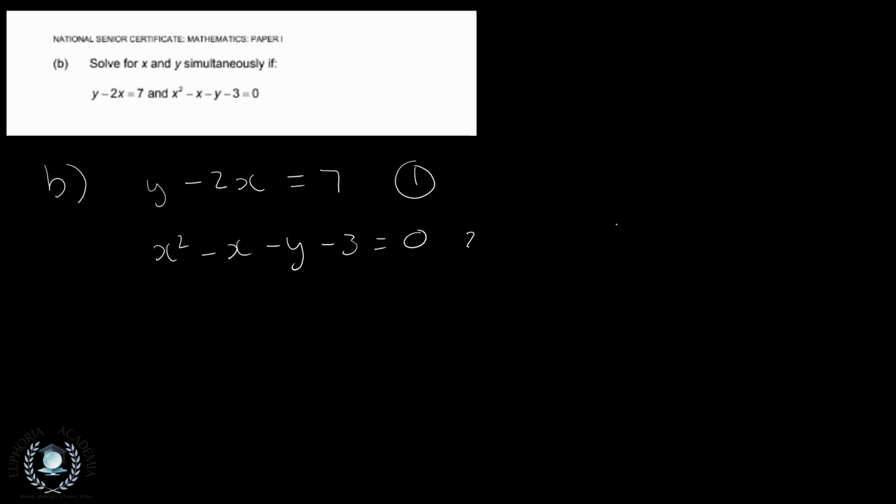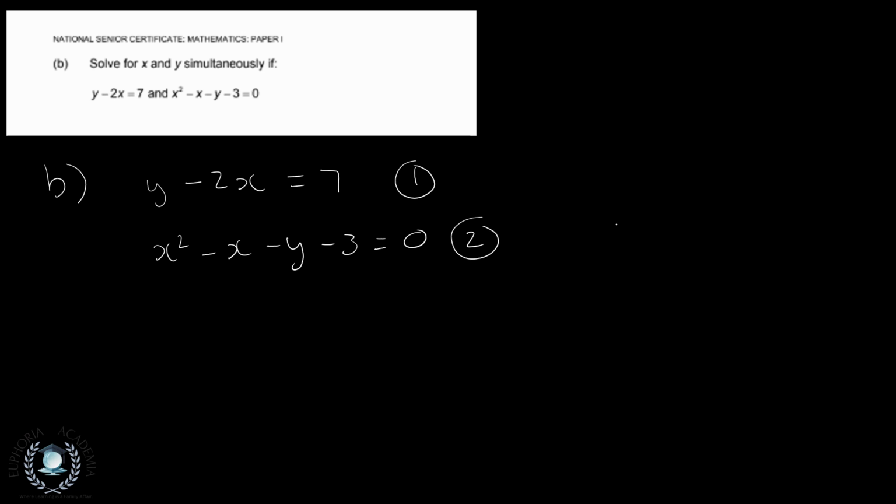Alright, next one we have number B, where it's a simultaneous equation. So let's write them out. The first one is going to be the following: y minus 2x is equal to 7. And then the second one is x squared minus x minus y minus 3 is equal to 0. And that will be equation 2.